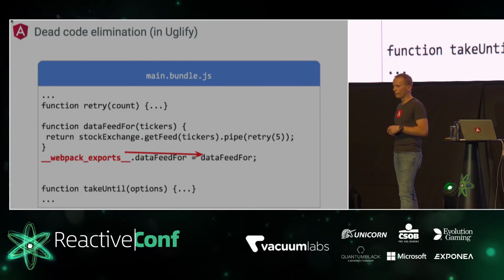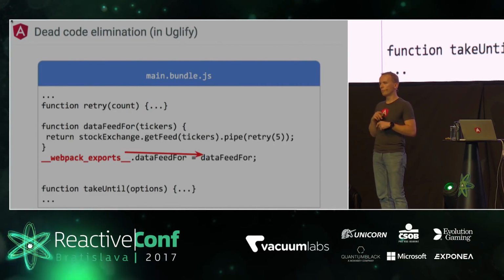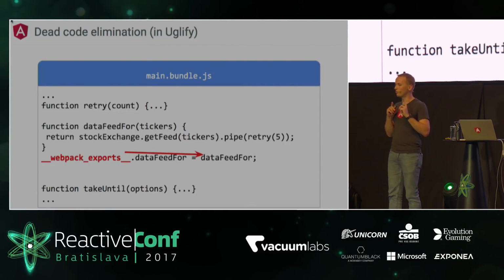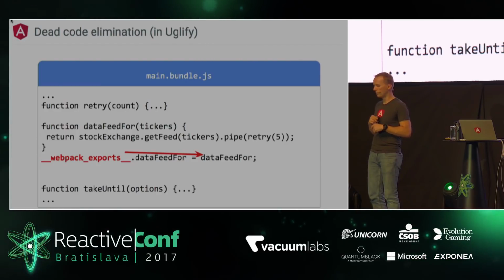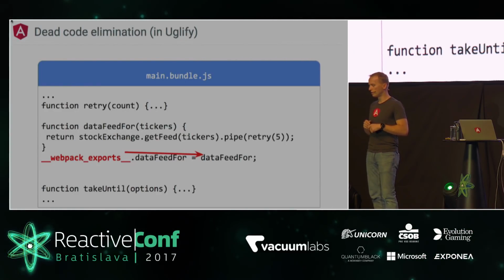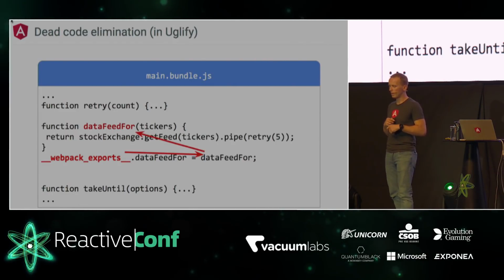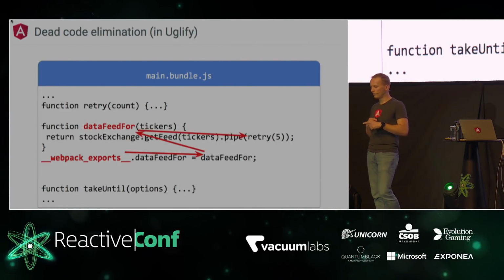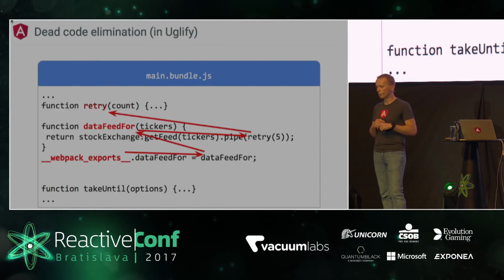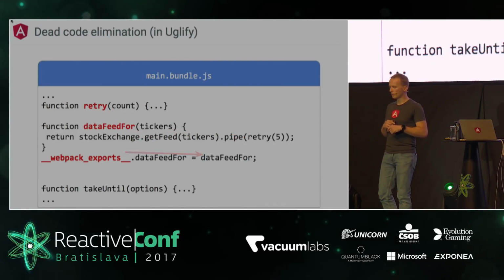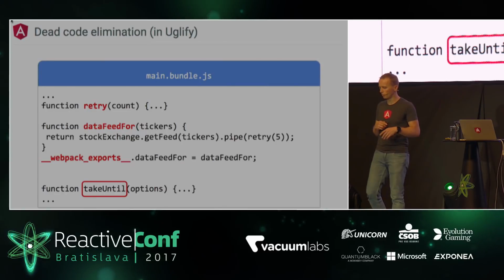So in this case, we have a Webpack export. It's a property assignment. For Webpack, for Uglify, that means that it must be retained for this application to work. So everything that is retained from here must be in the application. So we see that this assignment reference is a datafeed4 function. So we need to take that, mark it as needed. Datafeed4 also references a retry function, which is defined somewhere else. We mark that as needed. And Webpack sees that take until is not used by anybody else, so it can remove it.